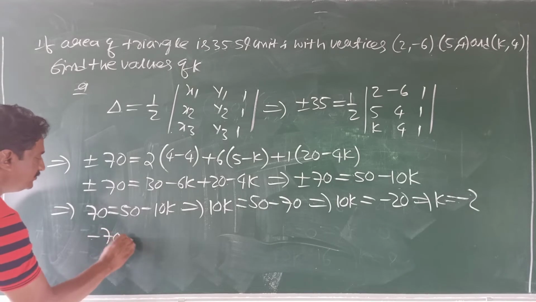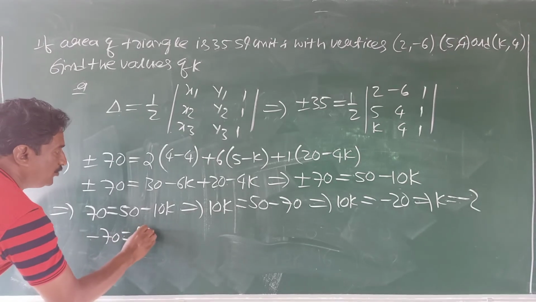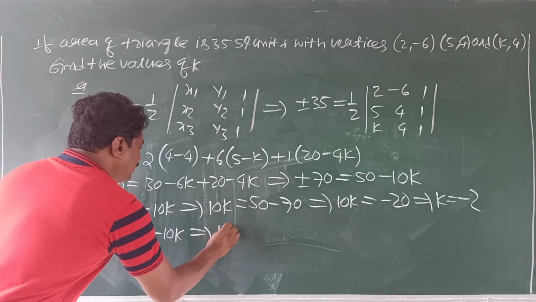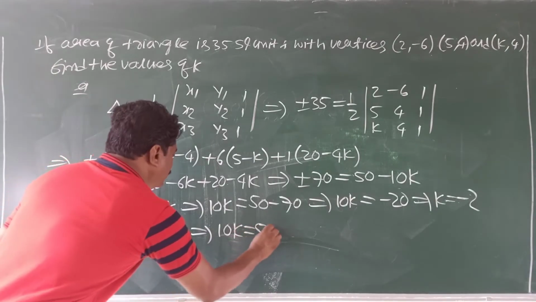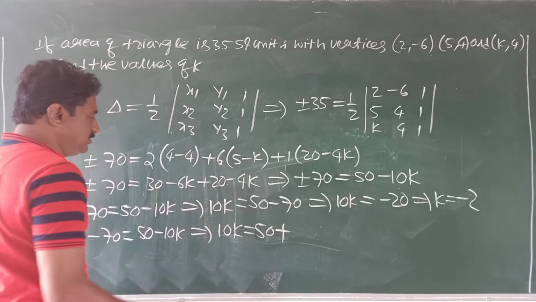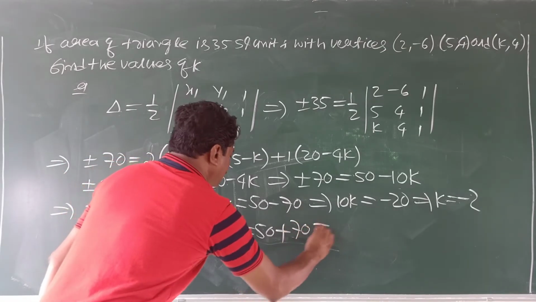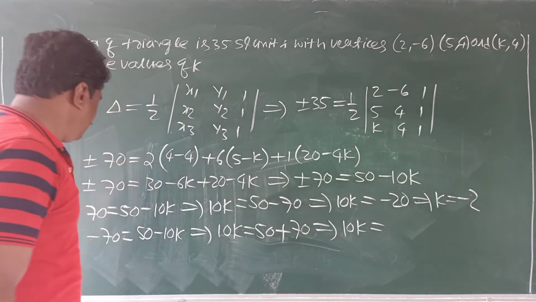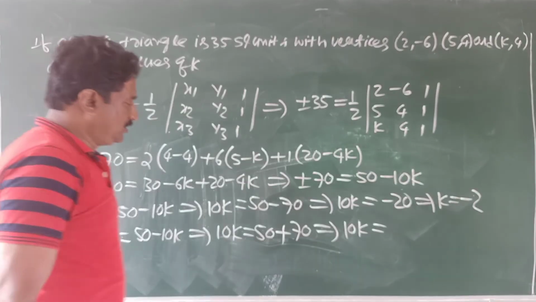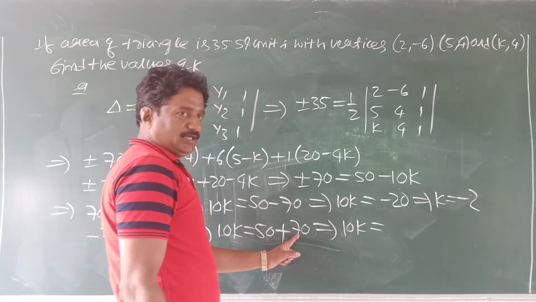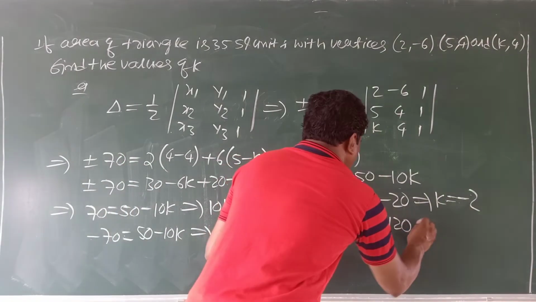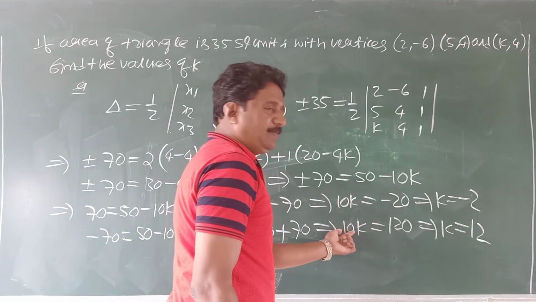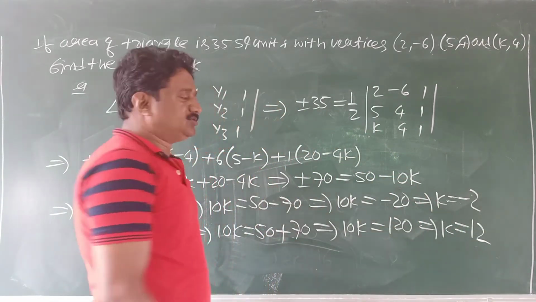Minus 70 is equal to 50 minus 10k. As usual, bring that to this side. 10k is equal to 50 plus, send that minus 70 to the right side, plus 70. So 10k equals 50 plus 70, which is 120. That implies k equals 12. 120 by 10, the 0 gets cancelled, so we will get k.